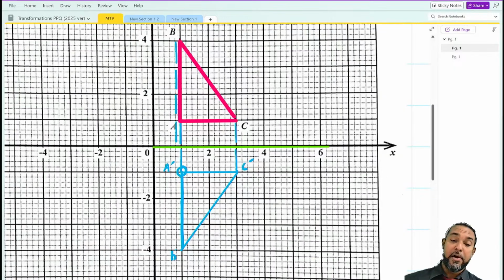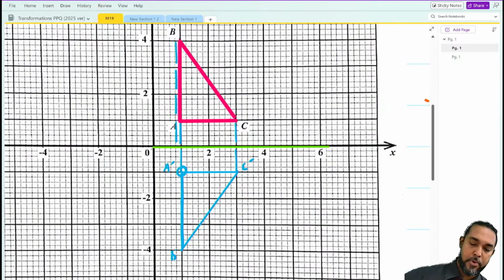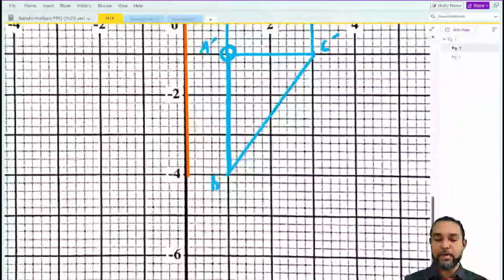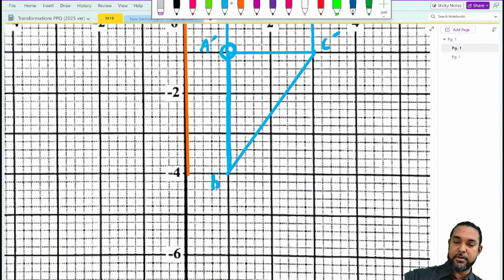The next thing we have to do is reflect in the y-axis. Let's put that one in orange. So now we have to reflect the blue triangle in the orange line. The principle of reflection stays the same. Each point will be the same distance away from the mirror line via perpendicular lines as its reflection will be on the opposite side. Let's get a different color going here. Purple.